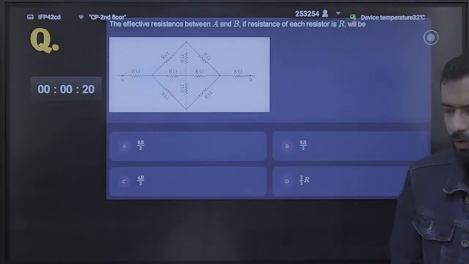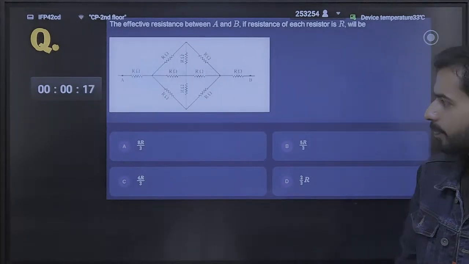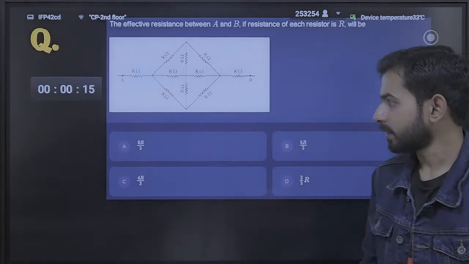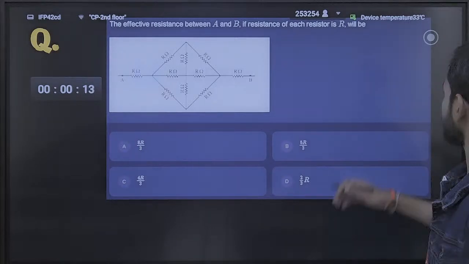If anyone knows the concept, I guess their answer will come very simply. That is looking complicated, but the actual question is not that complicated.